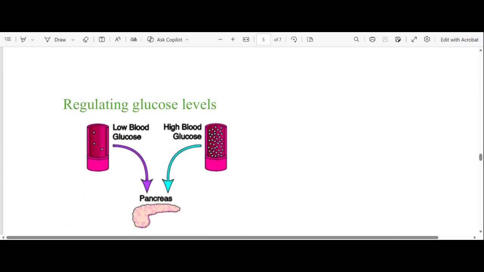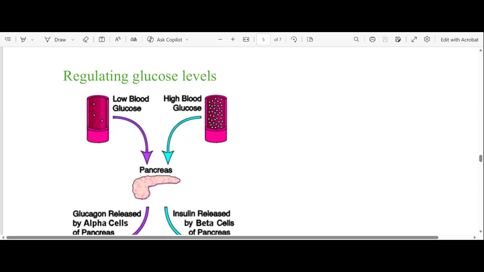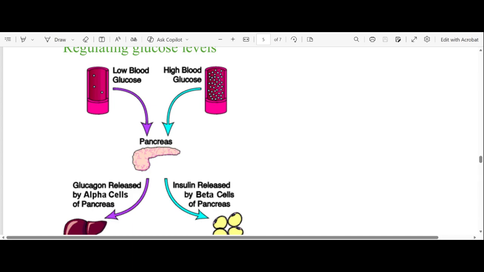Okay. Now, how does the body regulate glucose levels or sugar levels? Now let's get to sugar levels. The gland or organ that's responsible for regulating sugar levels is the pancreas. It's the pancreas.